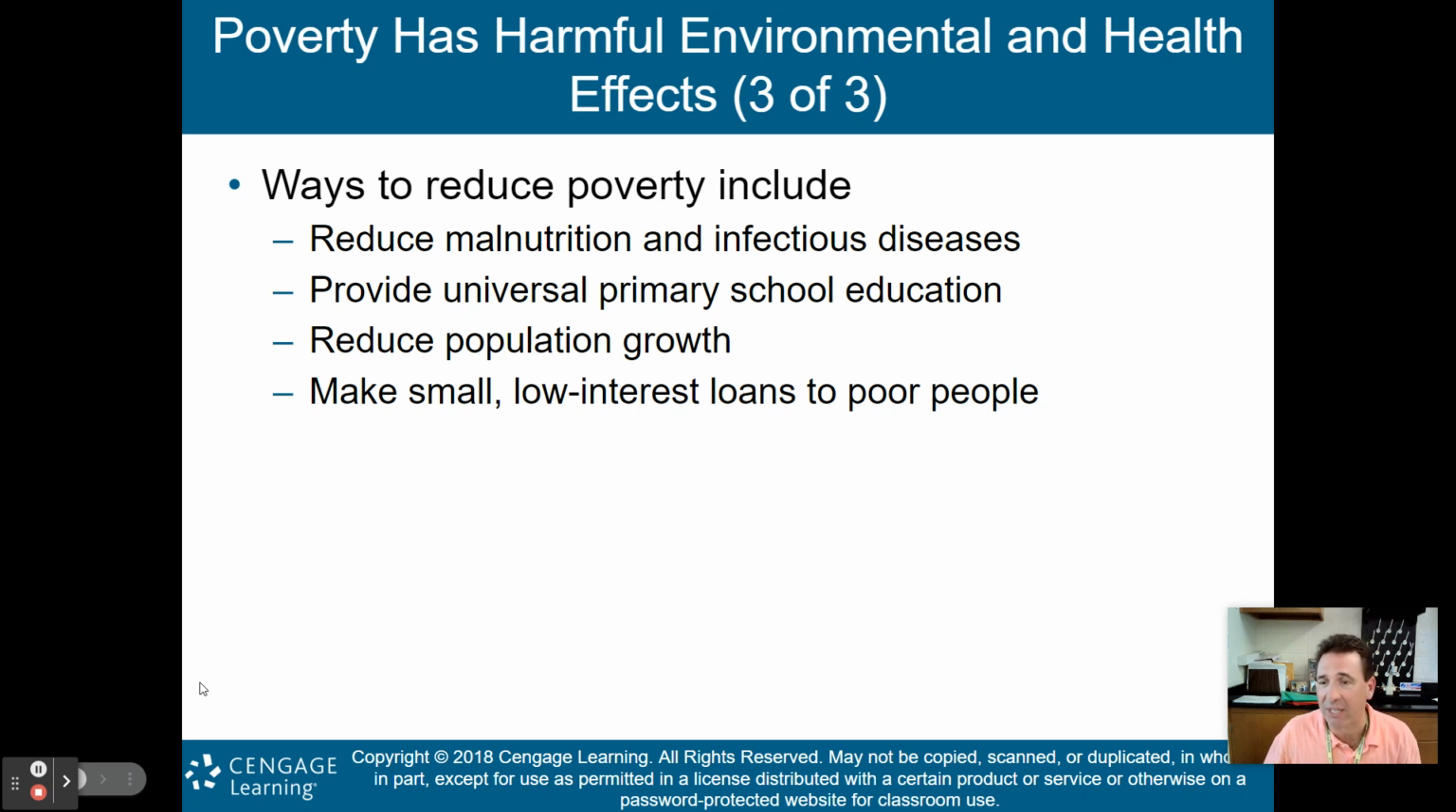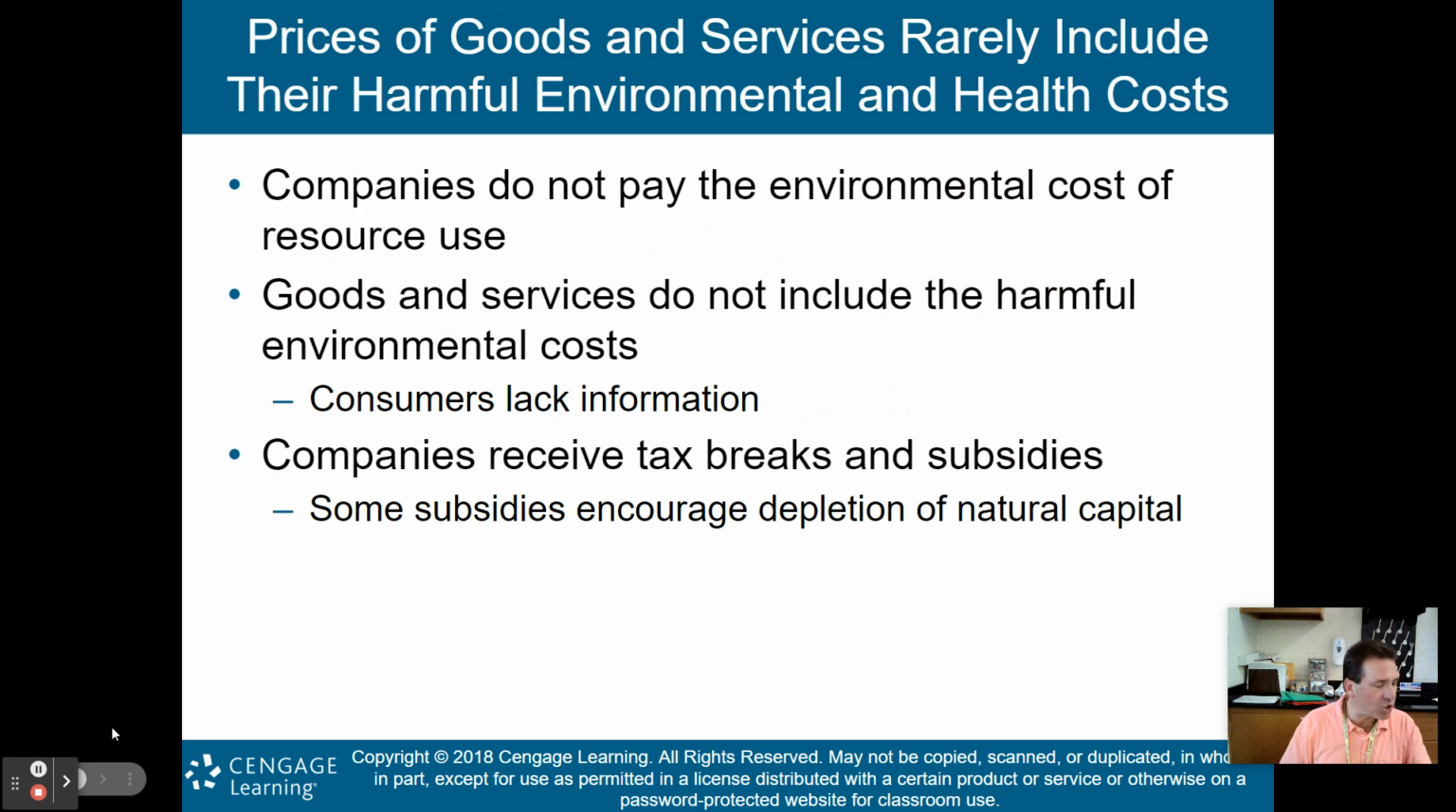Ways to reduce poverty include reducing malnutrition and infectious diseases, and providing primary school education. The more you educate someone, the better chance that they can get out of poverty. Reduce that population growth. Again, how? That's the ethical dilemma. We talked about it in the tragedy of the commons, in the article by Garrett Hardin. How do you reduce that population growth and make small, low-interest loans to poor people to help them get out of that poverty cycle? So, how do we do that?